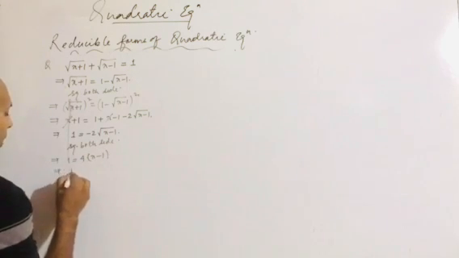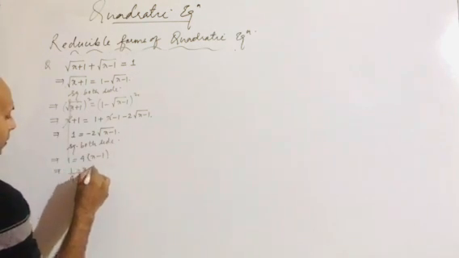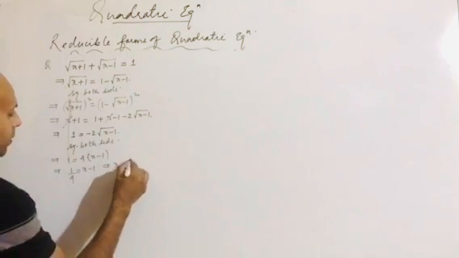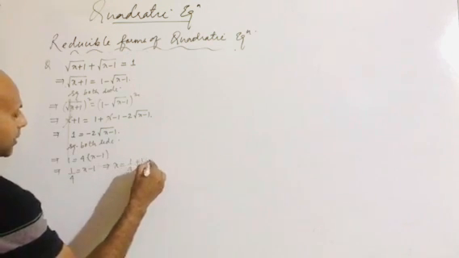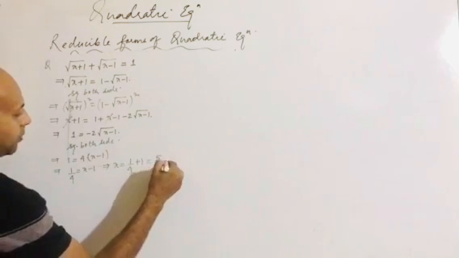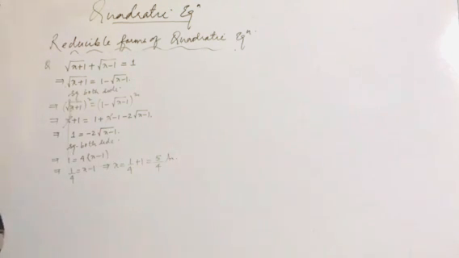So I can write this as 1 by 4 equal to x minus 1. This implies that x is equal to 1 by 4 plus 1. So your answer will be simply 5 by 4. Hope it is clear to all of you how to reduce equations which are not looking like a quadratic equation but can be reduced to a quadratic equation.